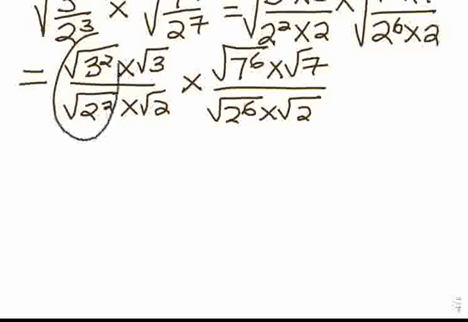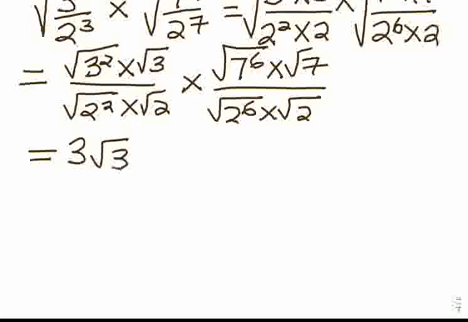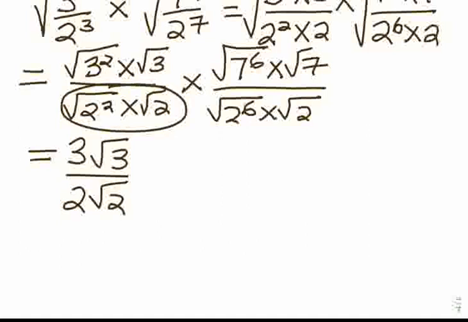For this side, the square root of 3 raised to power 2 will give us what? 3 times 3 is 9, and the square root of 9 is 3. So we're having 3 root 3 for this numerator. For this denominator, 2 raised to power 2 is 4. Square root of 4 is still 2. So we're having 2 root 2 as the answer for this denominator.